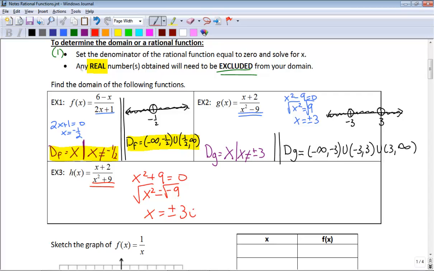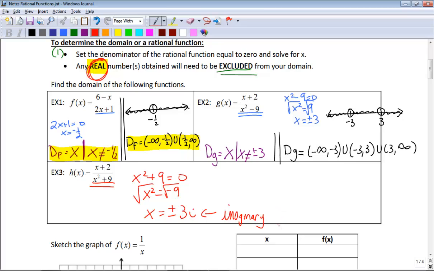Then, the second step here says any real numbers obtained should be excluded. Well, let's take a look at this answer. Is this a real number? No, it's not a real number. It's an imaginary number. So, because it's an imaginary number, it doesn't have to be excluded.